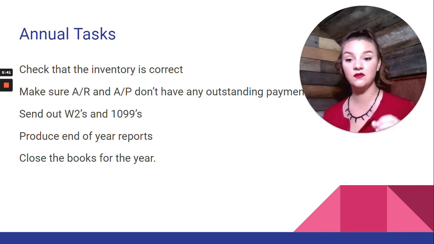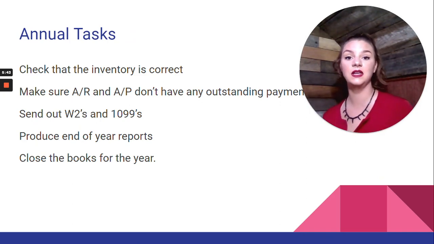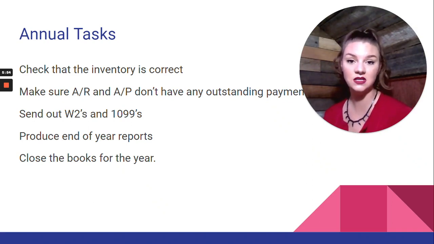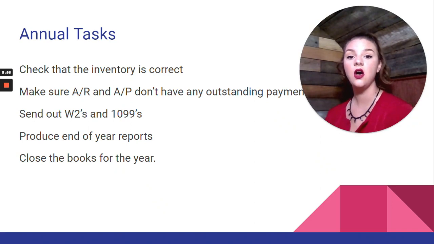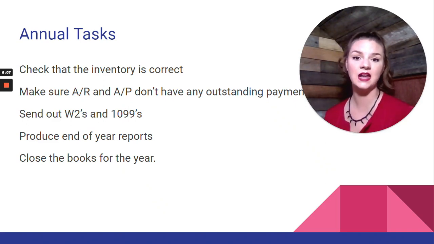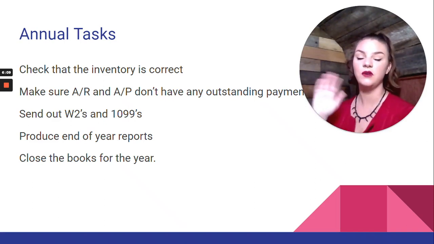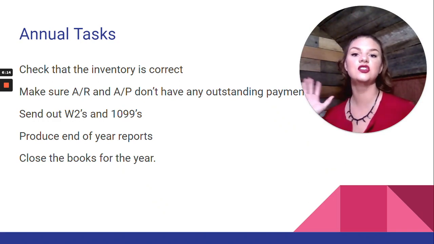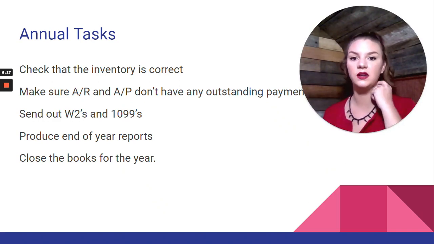Next, we have annual tasks. Again, making sure that the inventory matches up to what you have being sent out and coming in, making sure that those numbers match and add up. And then you want to make sure that the accounts receivable and accounts payable don't have any outstanding payments. You want to make sure all bills have been paid for that year, all invoices have been paid, and if they haven't, what's going on? Look into that, figure out why they haven't been paid. Also, if they haven't been paid or they were written off, then write off those invoices. That way, there are no outstanding issues or payments sitting in the accounts receivable and accounts payable.